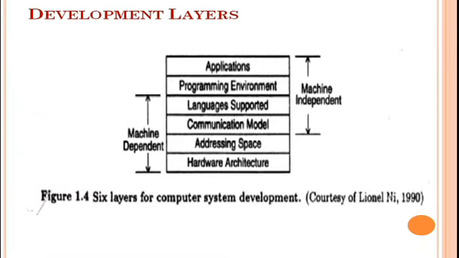Now coming to the development layers, the figure shows a layered development of parallel computers based on a classification by Lionel Ni in the year 1990. So this figure shows the 6 layers for computer system development. As we can see, the upper 4 layers are machine independent and the lower 4 layers are machine dependent.